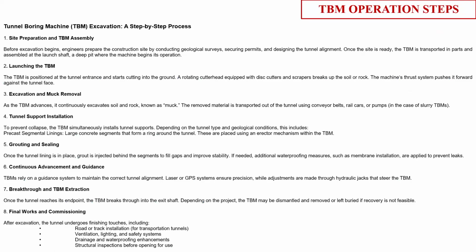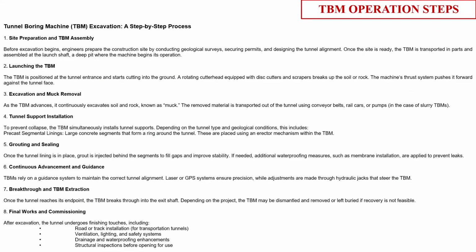And there are different numbers of segments for different tunneling operations. Sometimes it can be 5+1: one is the key and five are the other parts of the segment. The total of six segments makes a complete ring. Sometimes it can be 8+1, sometimes 9+1. I will explain how these numbers are fixed depending on the diameter of the tunnel.